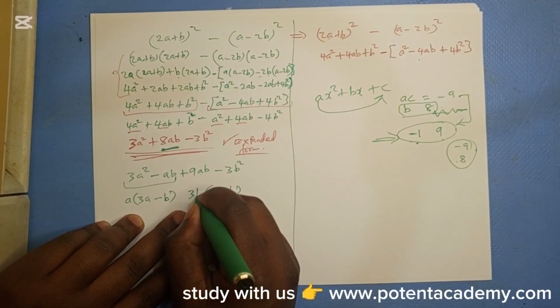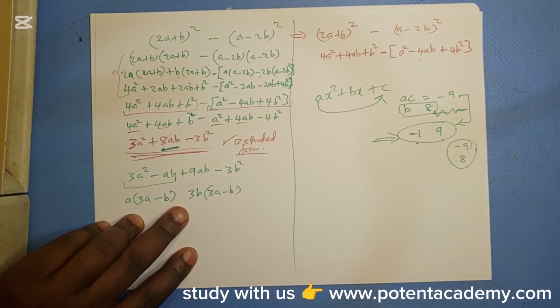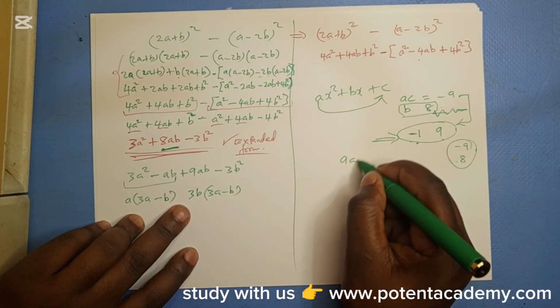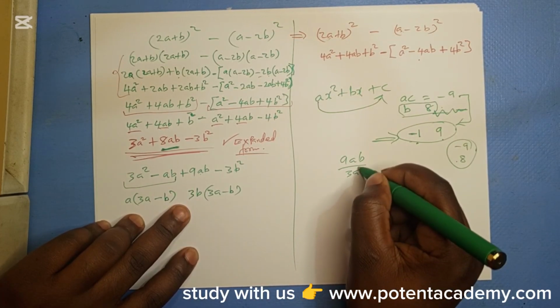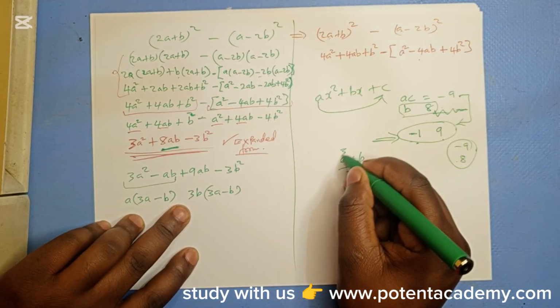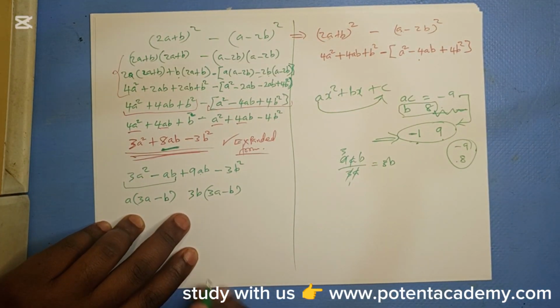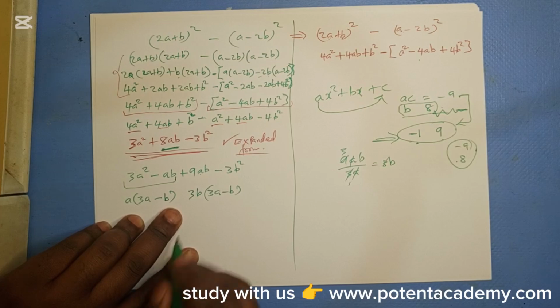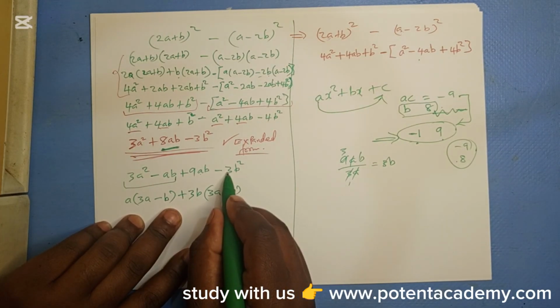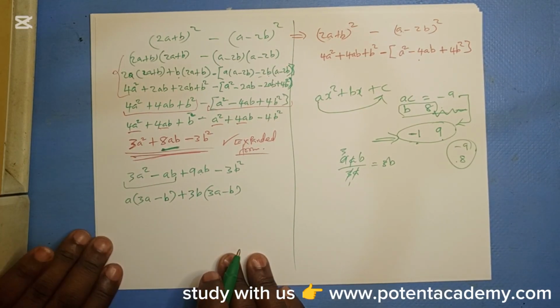There's an a, then you have a b. So in other words, I'm saying if 9ab is divided by 3a, you will cancel this and this. So you'll remain with 3b, and here it is 3b. Then what sign do you put here? It's a plus, so that this one remains a negative and the first one becomes a plus.